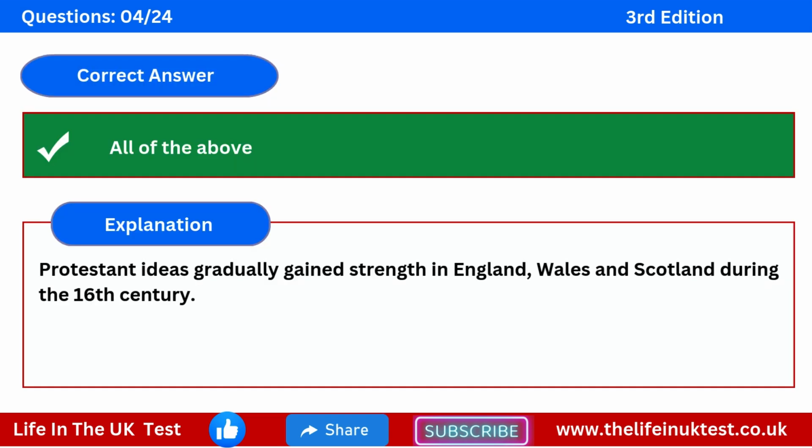The correct answer is all of the above. Explanation: Protestant ideas gradually gained strength in England, Wales and Scotland during the 16th century.